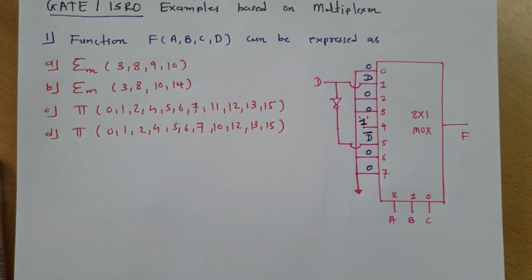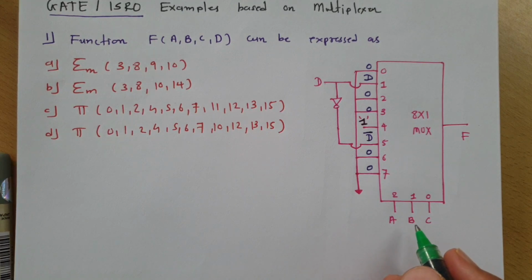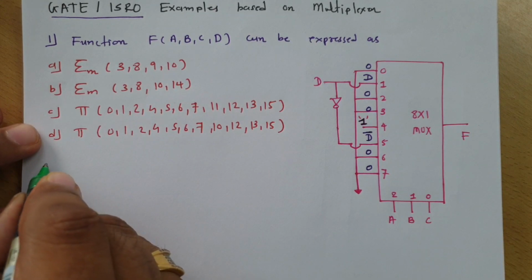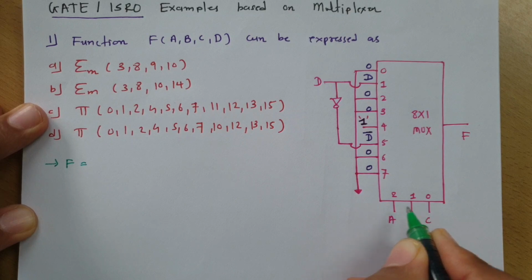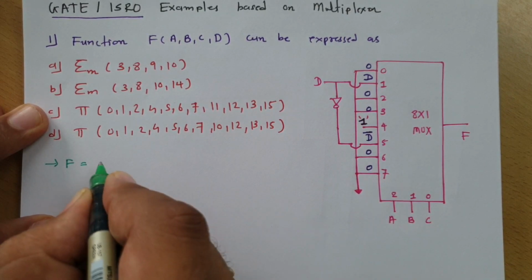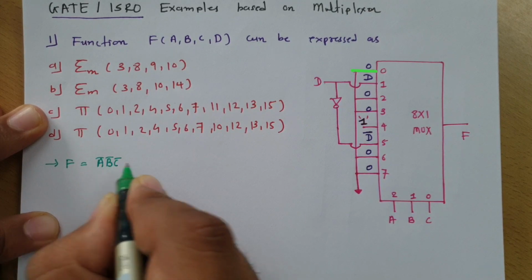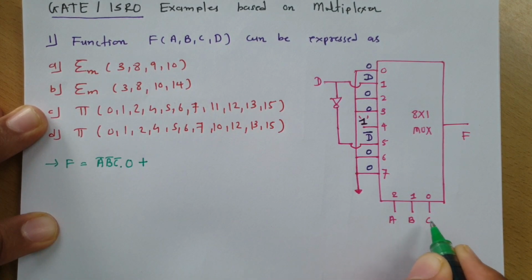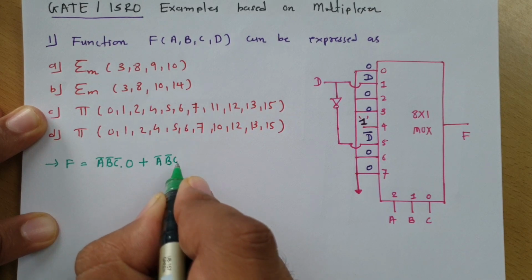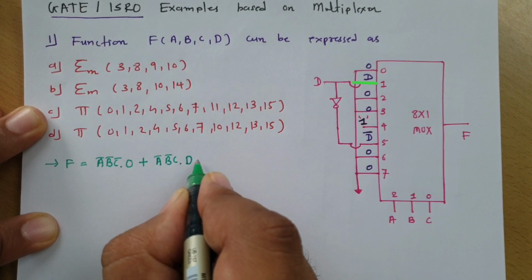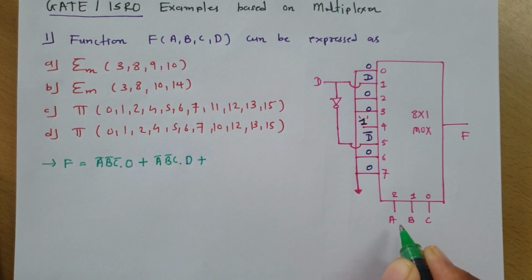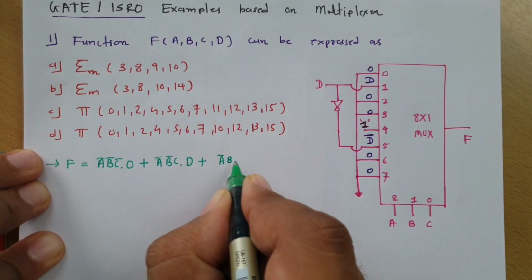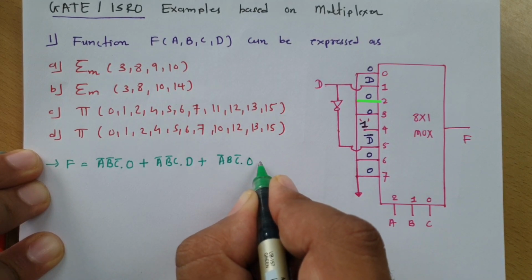So once we identify the inputs, we can directly go for selection line understanding with respect to function f. So here we can say function f is based on selection lines ABC. So if ABC is 0, 0, 0, meaning A bar, B bar, C bar, it will select the first line that is 0, so dot 0. Plus when ABC is 0, 0, 1, meaning A bar, B bar, C, it will select the line that is D, so dot D. Plus when ABC is 0, 1, 0, meaning A bar, B, C bar, it will select this line that is dot 0.